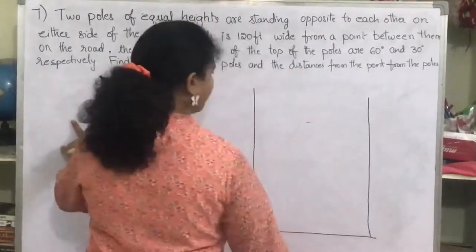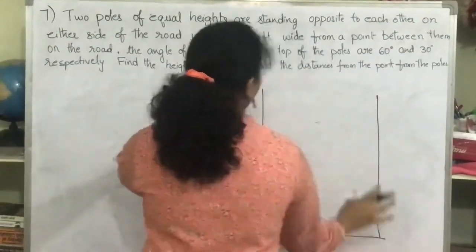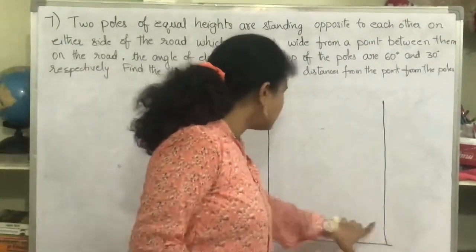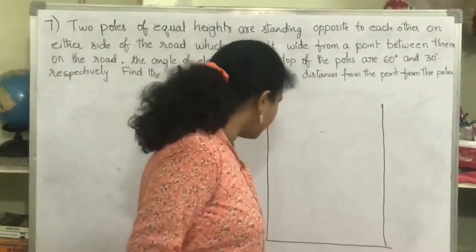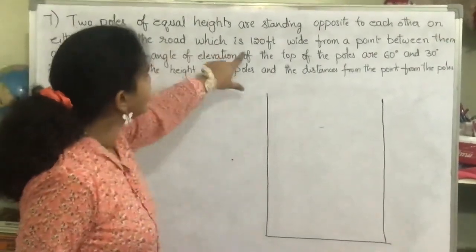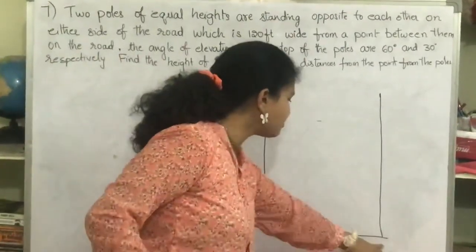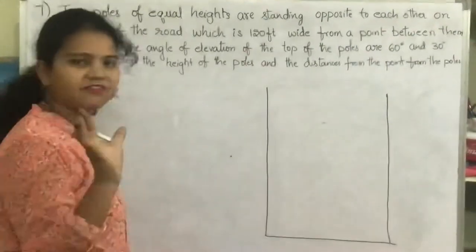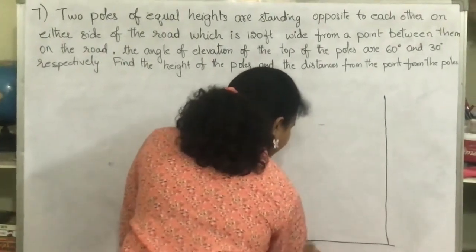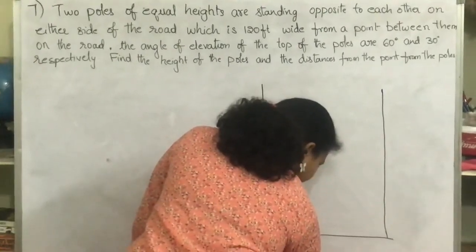I have two poles with equal height, standing opposite to each other on either side of the road, which is 120 feet wide, from a point between them on the road. So the distance between these two points is the width of the road.